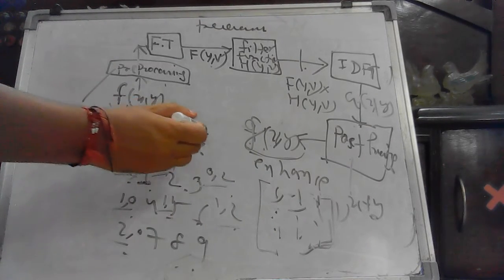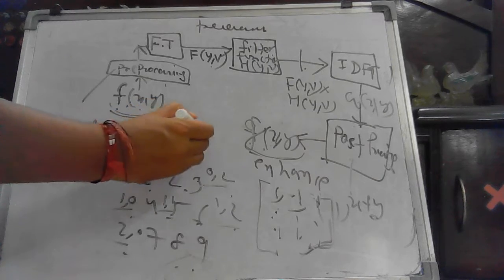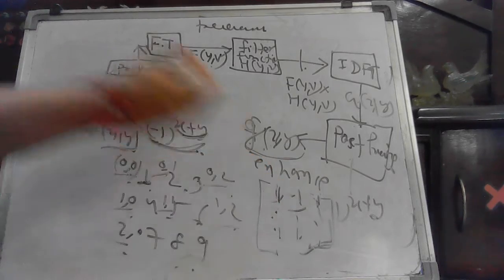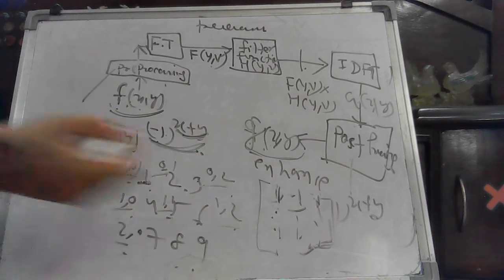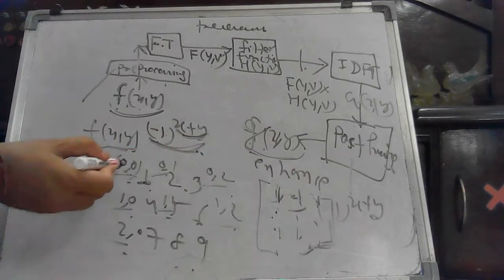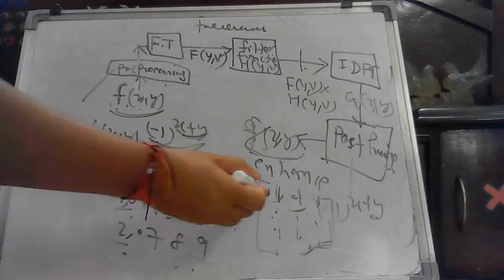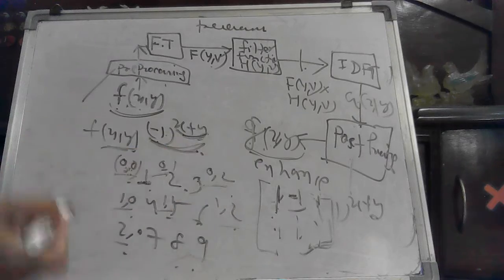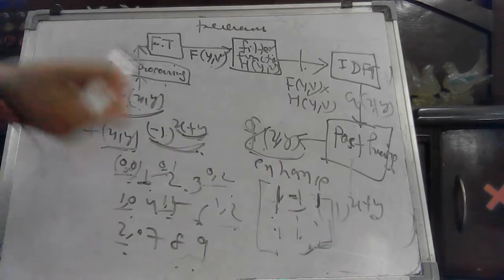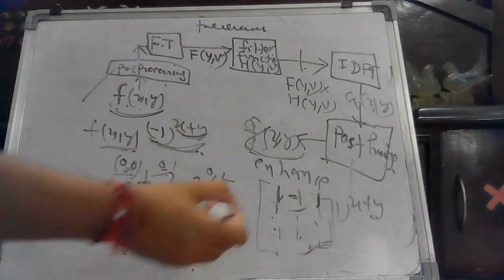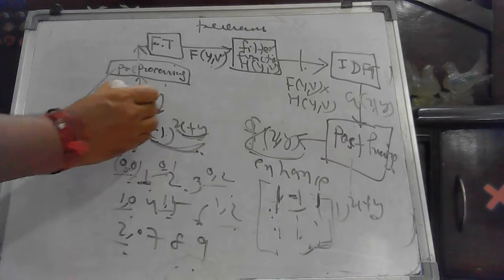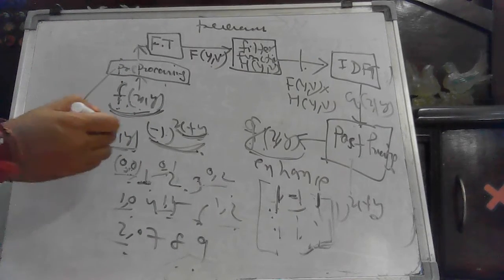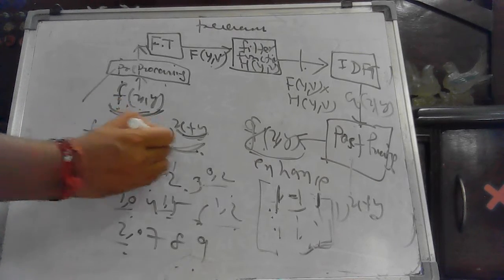Okay, just remember one thing, forget about everything else: if x plus y gives you even, you simply write 1. If x plus y gives you odd, you simply write minus 1. In our case, 0 plus 0 is an even number, so you write 1. 0 plus 1 is an odd number, so you write minus 1. 0 plus 2 is an even number, so you write 1. In the same way you can design this matrix. Now this 3 by 3 matrix must be multiplied with f(x,y); that is known as the pre-processing step. Multiply f(x,y) with minus 1 to the power x plus y.